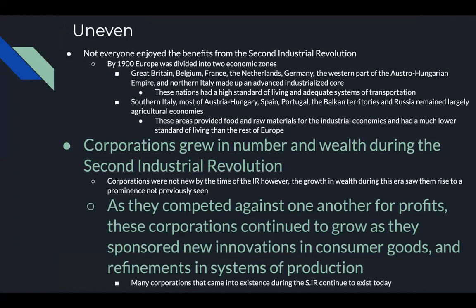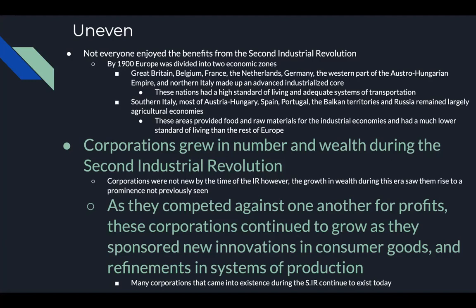By 1900, Europe was divided into two economic zones: Great Britain, Belgium, France, Netherlands, Germany, the western part of the Austro-Hungarian Empire, and northern Italy made up an industrialized core. These nations had a higher standard of living, adequate systems of transportation. Southern Italy, the rest of Austria-Hungary, Spain, Portugal, the Balkan territories, and Russia remained largely agricultural economies. These areas provided food and raw materials for industrial economies and had much lower standard of living than the rest of Europe.